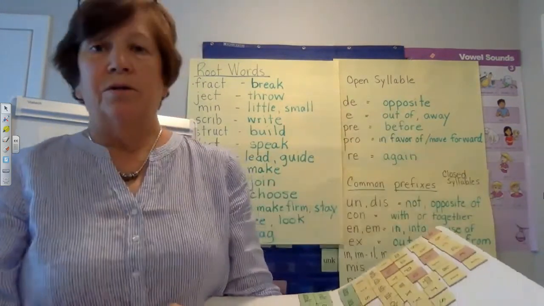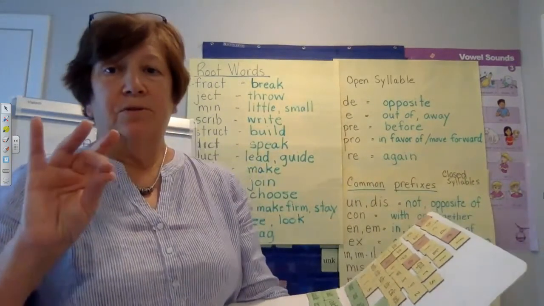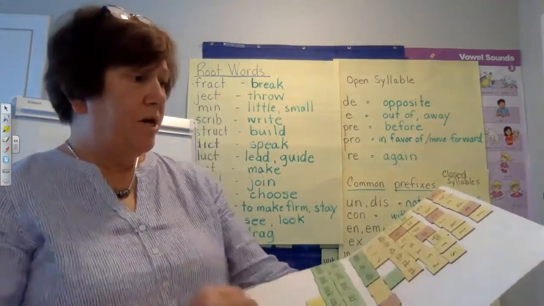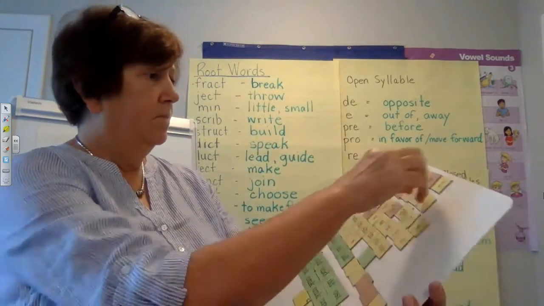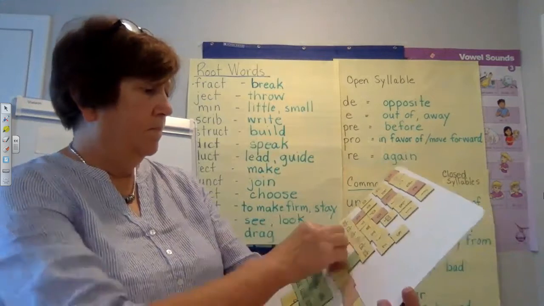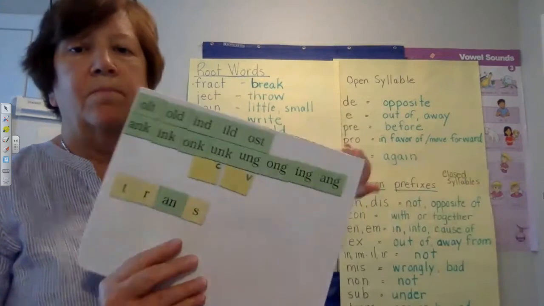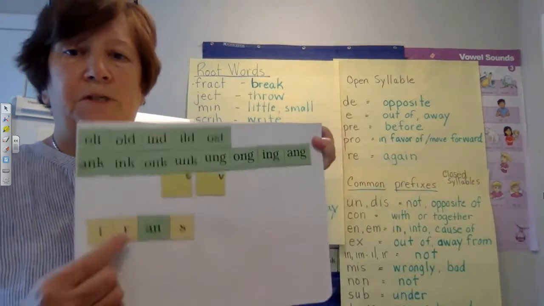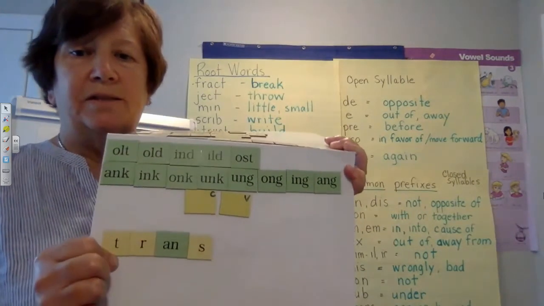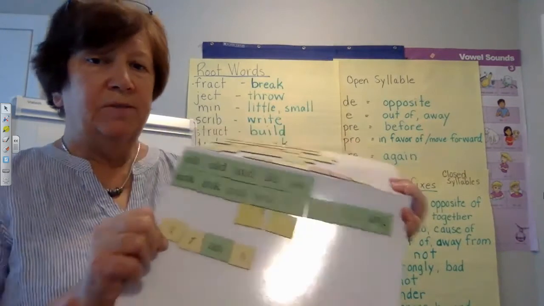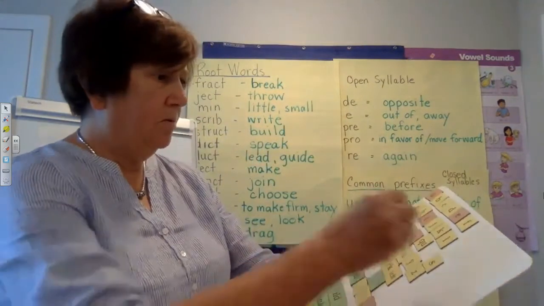Let's try one more. Trans. This is a little longer prefix. Trans. T-R-A-N-S. Trans. Go ahead and pull the tiles down. Let's check it. T-R, and I heard that glued sound an in there and an S on the end. Trans. Trans means across. We talked about transcontinental.